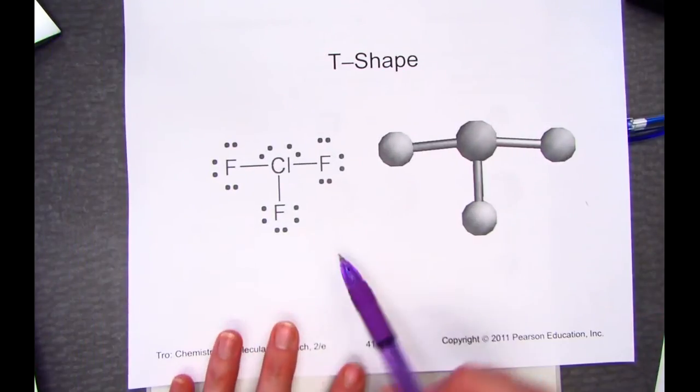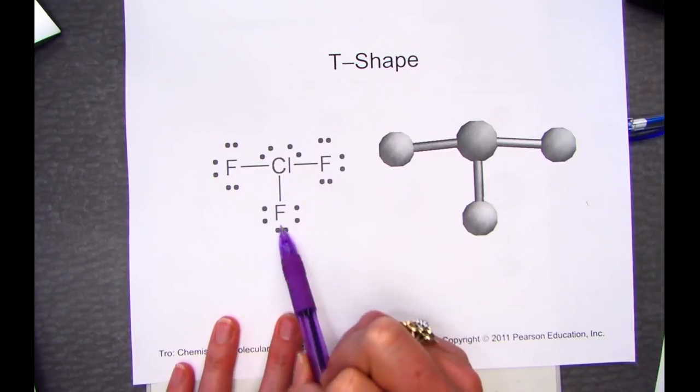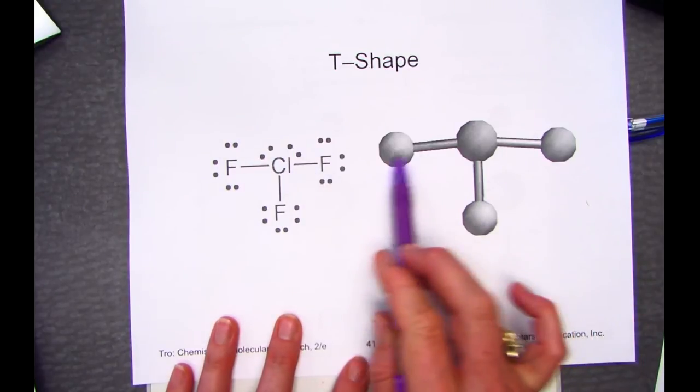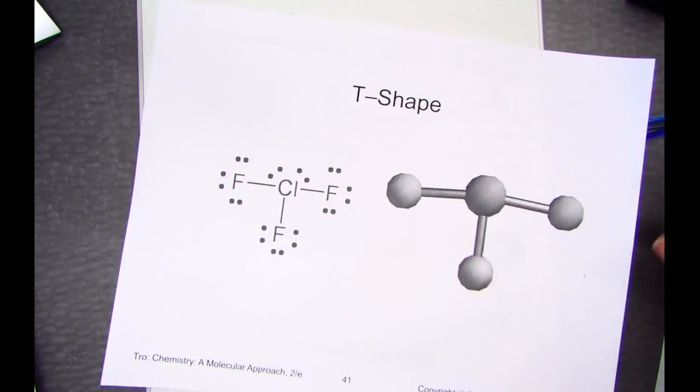Here's an example of a T-shaped molecule. Five electron domains, three of them bonded to fluorine, two non-bonded pairs. The T-shaped giving us a linear fashion here and straight down. So I can see the letter T with that particular shape.